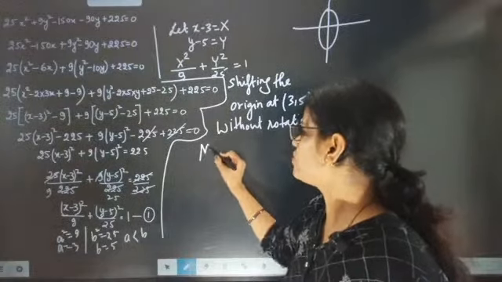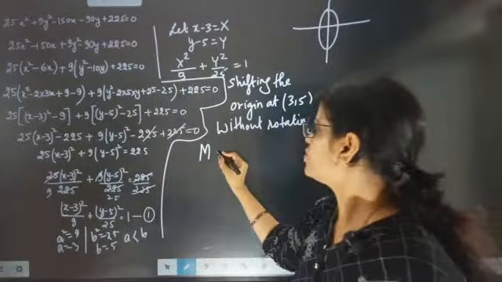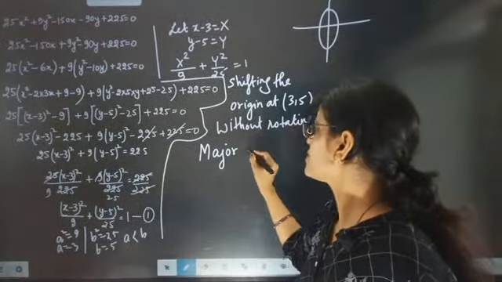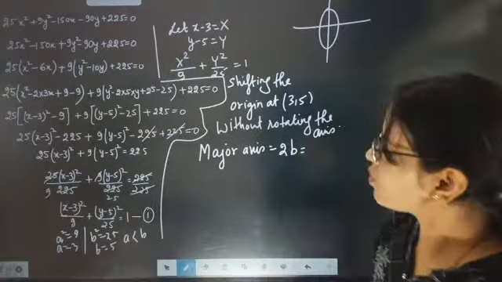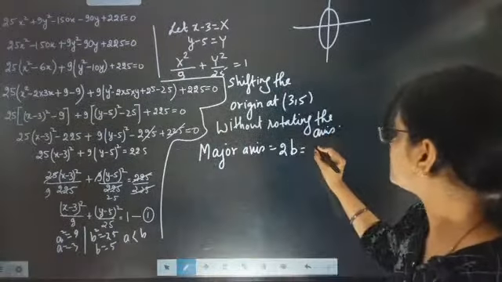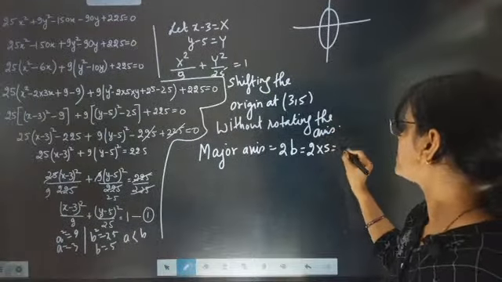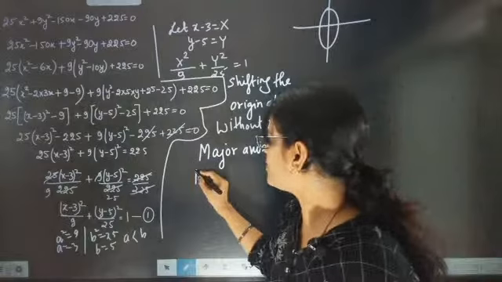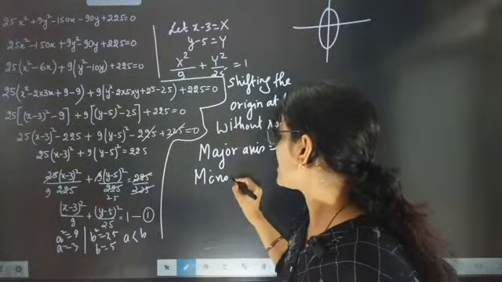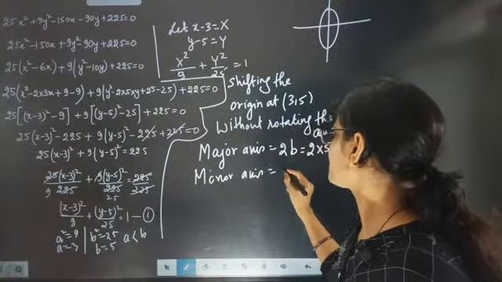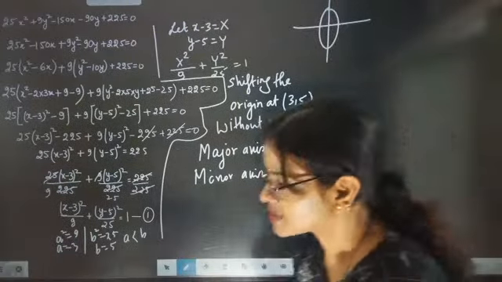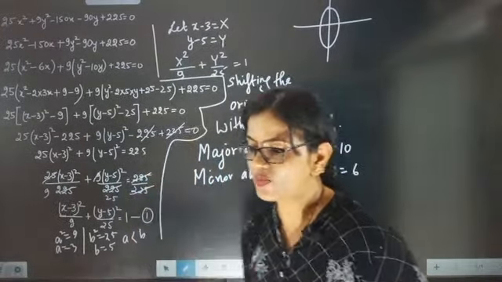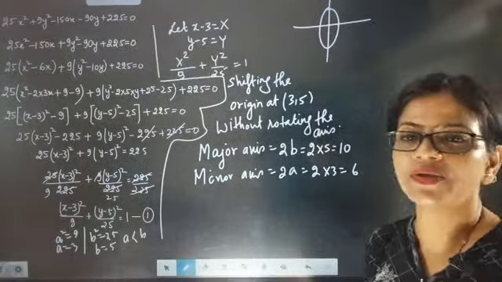Now what is your major axis? Your major axis will be 2b. Now beta, what is b? b is 5. So it will become 2 into 5, coming as 10. So what will be the minor axis? The minor axis will be 2a, just opposite. So 2 into 3, it is going to come as 6. So now the next important point, major axis 10 and minor axis 6 is coming.